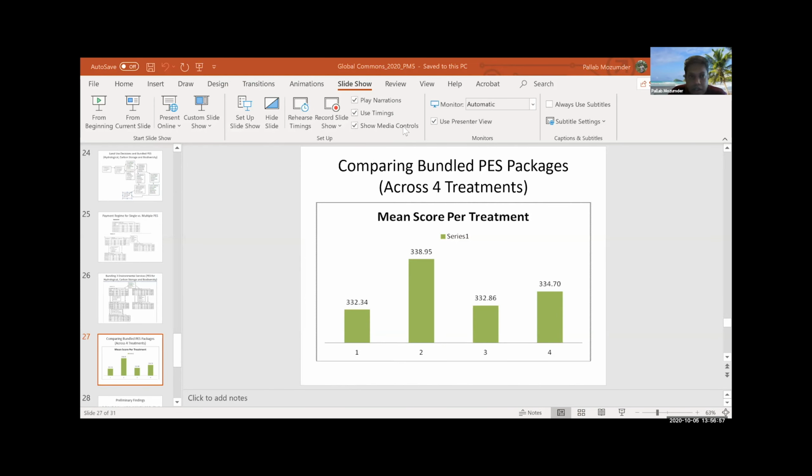Number two is the PES, hydrological plus carbon sequestration. Number three, hydrological plus carbon sequestration plus biodiversity. And number four is the same as number one. We take off all the additional incentives and come back to the original. So a few things to notice here.